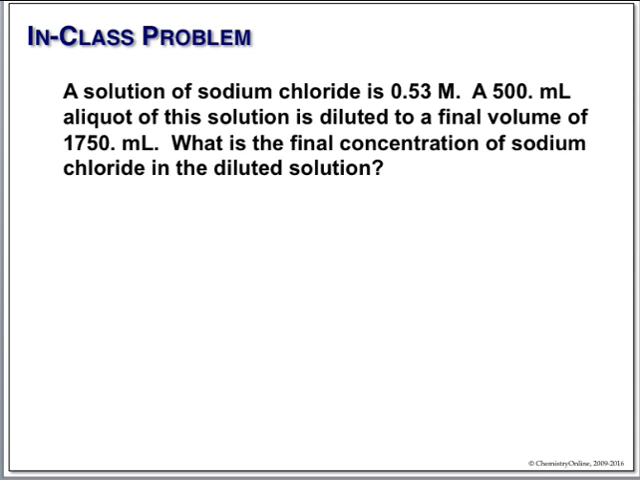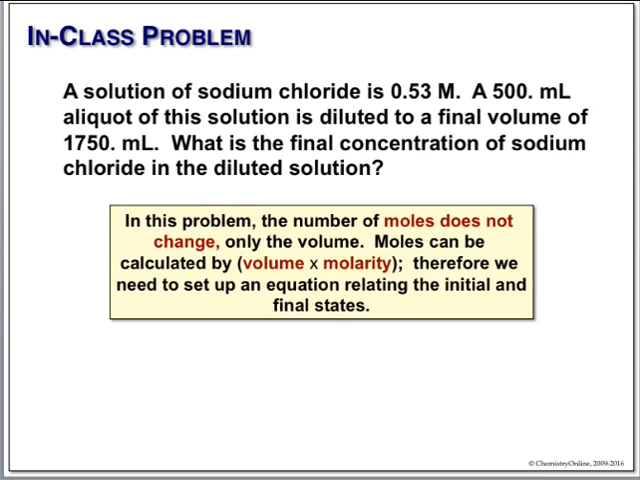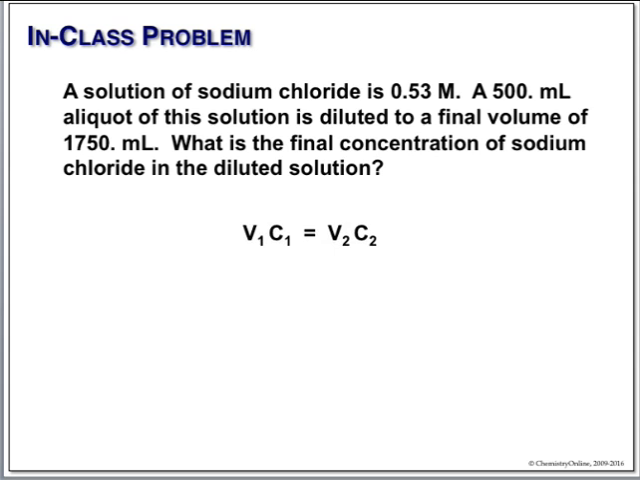Number one, the number of moles does not change. Here we know we can calculate moles by concentration and volume. Here we have a concentration, here we have a volume, so that's going to give us the number of moles. Once we know how many moles, our final volume is going to be 1.75 liters, isn't it? Therefore, we can do this: V1, C1, V2, C2. We are looking for our final concentration, that's C2. Solve this for C2.